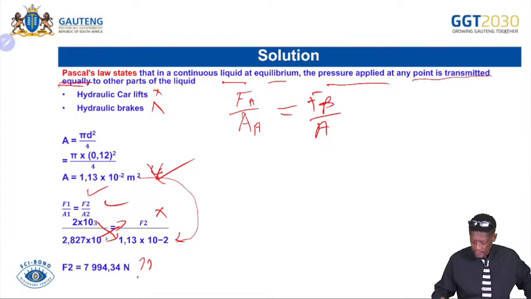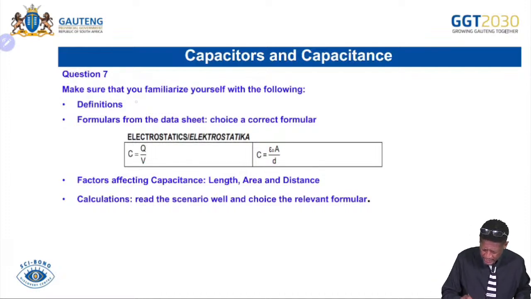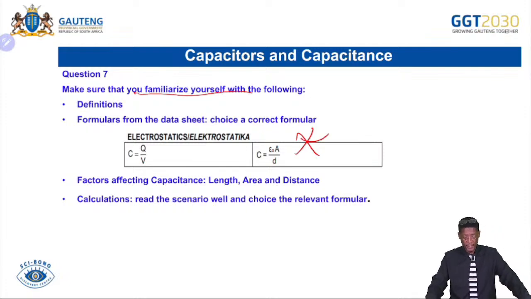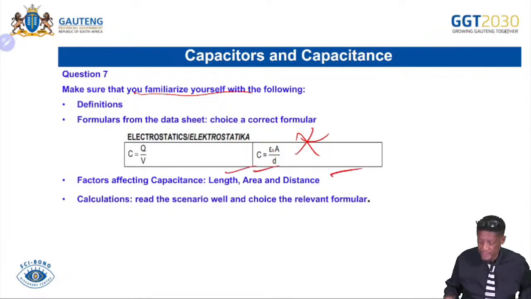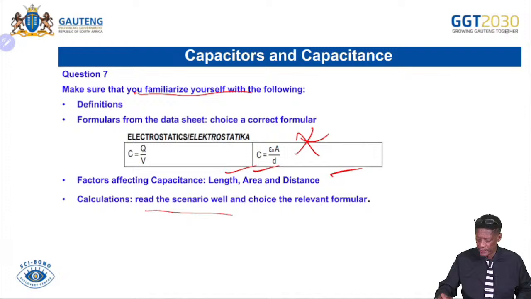All right. So capacitor and capacitance. Capacitance is the definition of a capacitor, and the capacitance, that is you must familiarize yourself with. And then formula. These are the two formulas that you are going to get in a data sheet. Then you must know the factors that are affecting capacitance, which is the length, area, and the distance. Those are the factors.